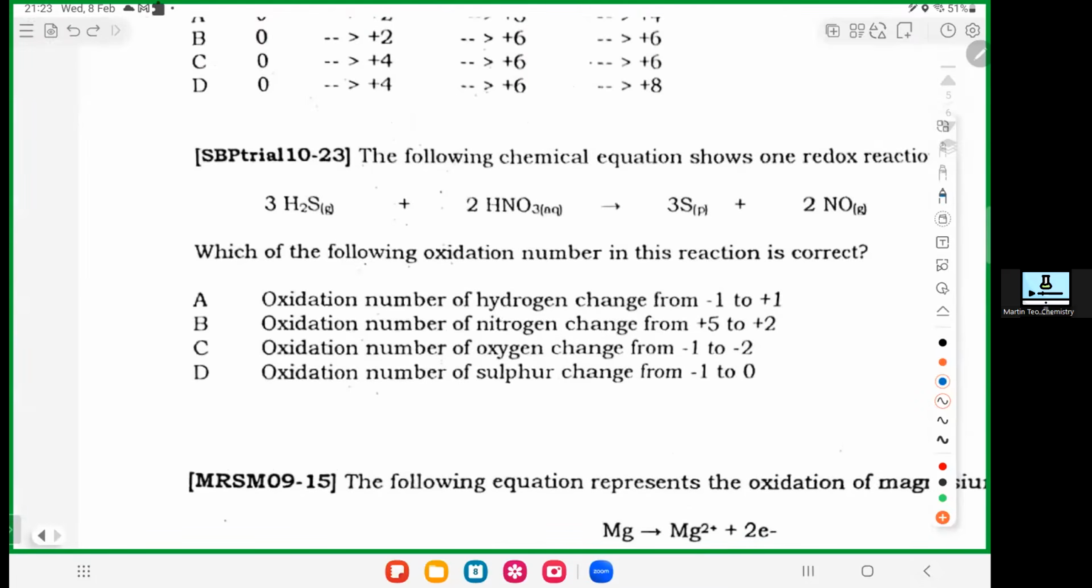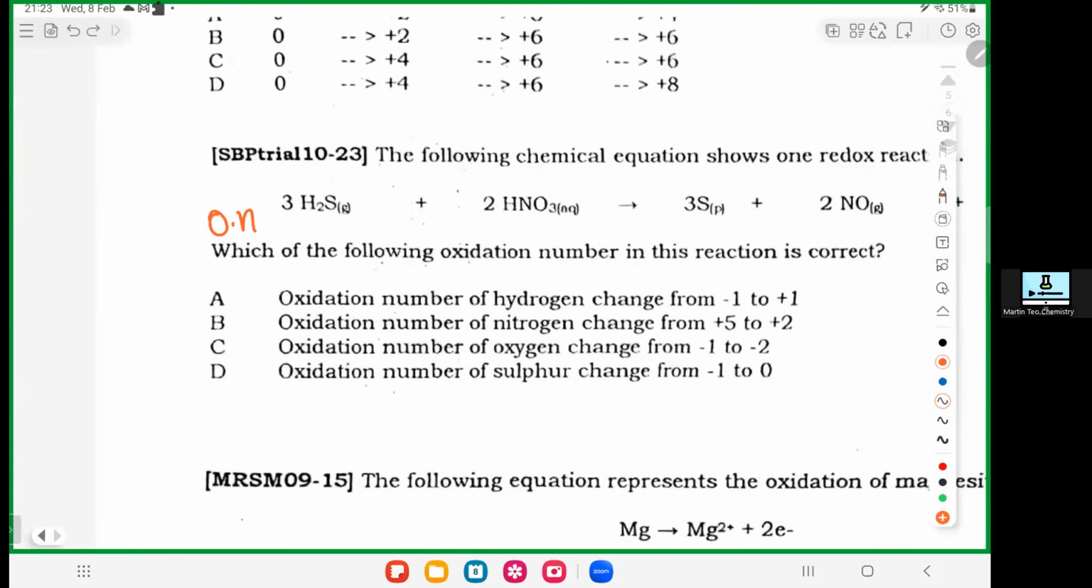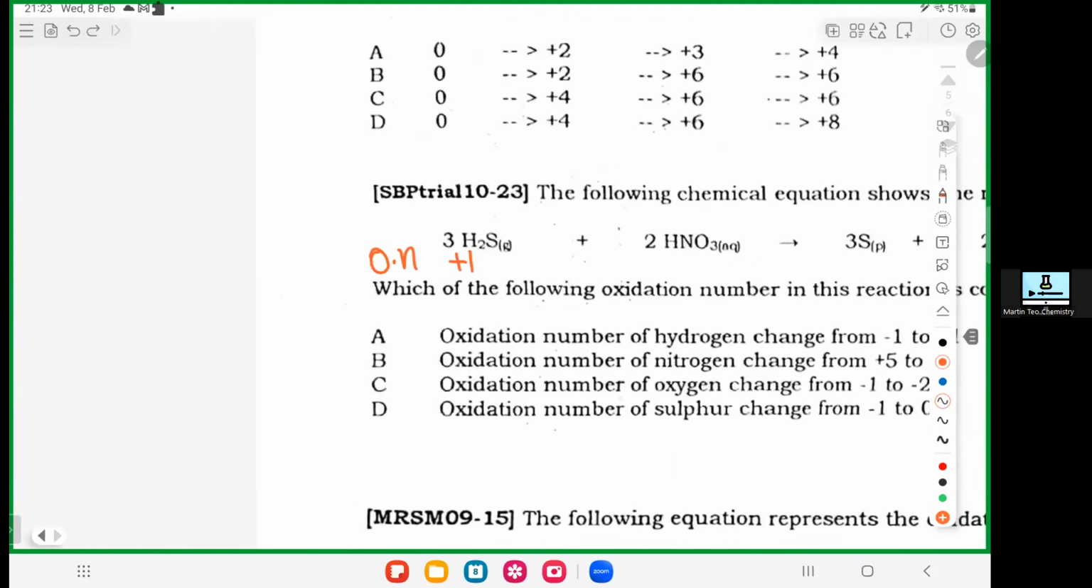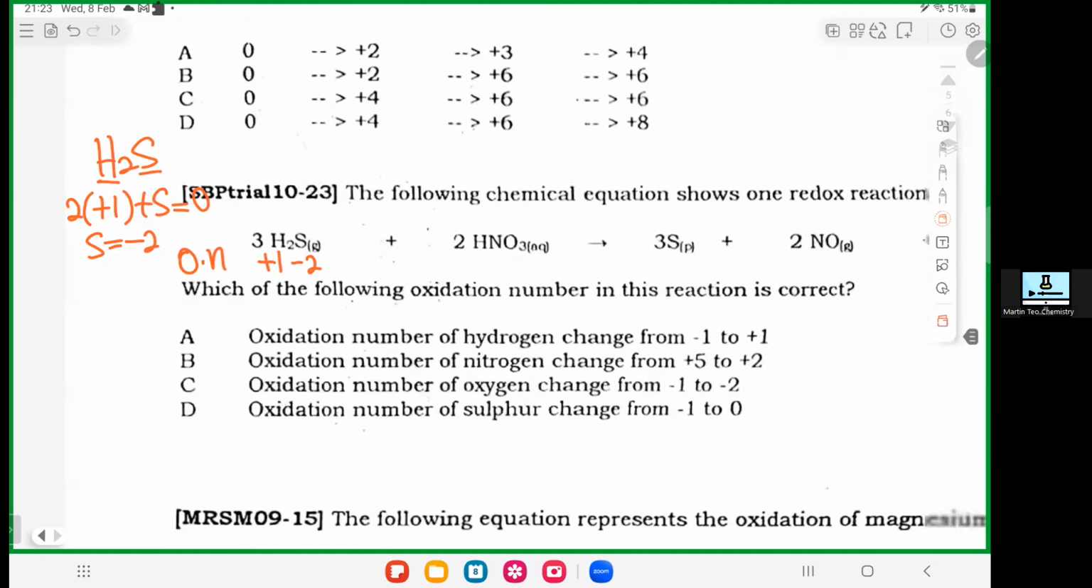So let us list out all the oxidation numbers, ON. What is the oxidation number for hydrogen? +1. What is the oxidation number for sulfur? I don't know, so let's calculate. For H2S, when you calculate, don't bother about the number in front; it is only for balancing the equation. Hydrogen is +1, and there are 2 hydrogens, so ×2. Sulfur is unknown. Add everything equal to the charge, 0. So sulfur is -2.